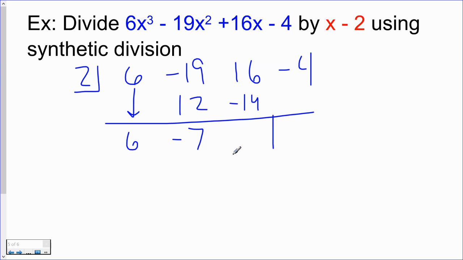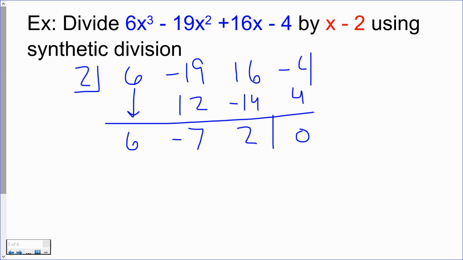So 16 plus a -14, that gives me a 2. Do it one more time. My corner number of 2 times this number of 2 is 4. We add down and we get 0. So that means that x minus 2 is a factor. It actually means that the 2 right here is a 0. If you look at this graph on Desmos, it would cross at 2.